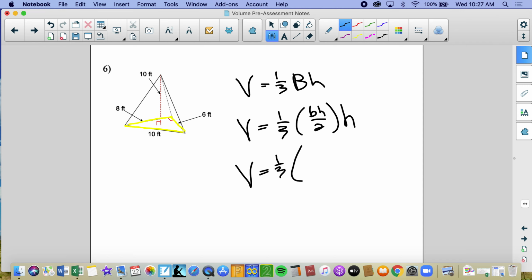The base of that triangle is going to be 8 feet. I'll choose 8 feet, and the height is going to be 6 feet. Remember, they have to be perpendicular. I can't use 10 as any of the bases or the height because I don't have a perpendicular height for 10 feet. So I have to choose 6 and 8. And then the height of the object is that 10 feet.